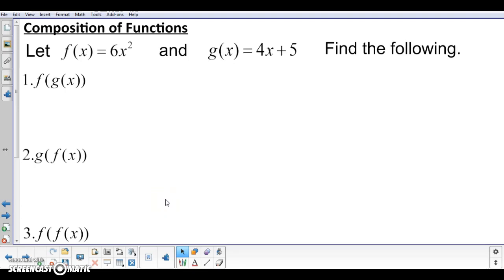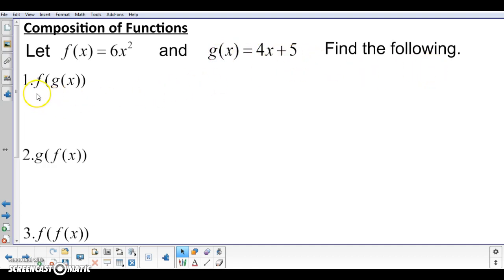In our second video of lesson 3, we're going to look at composition of functions, which is another operation that we can do with functions. So we've got f of x, our first function, is equal to 6x squared, and g of x is equal to 4x plus 5. And we're asked to find the following.